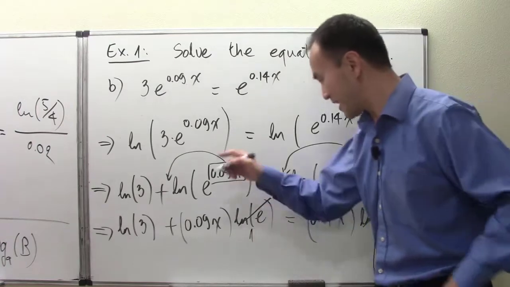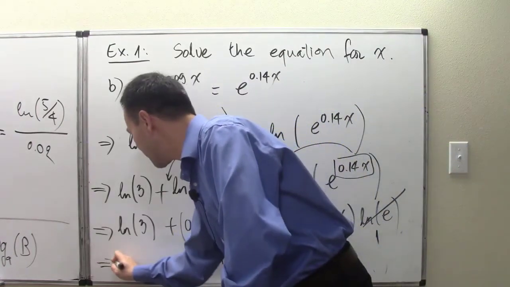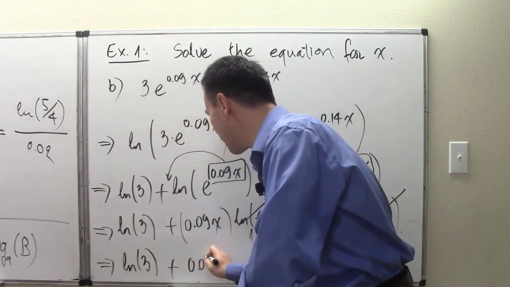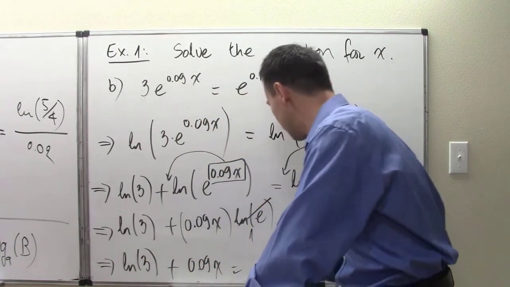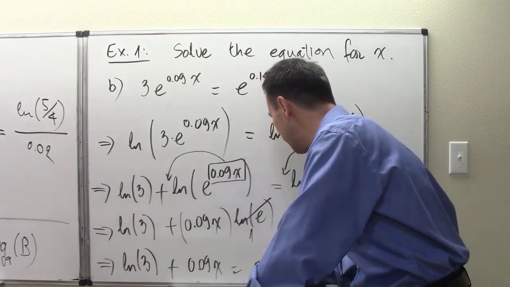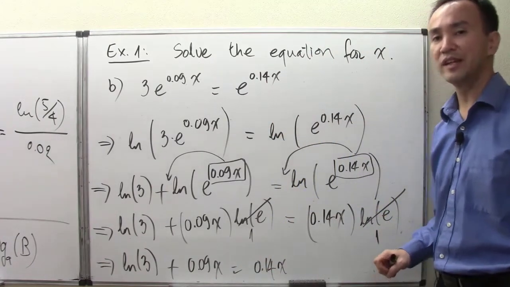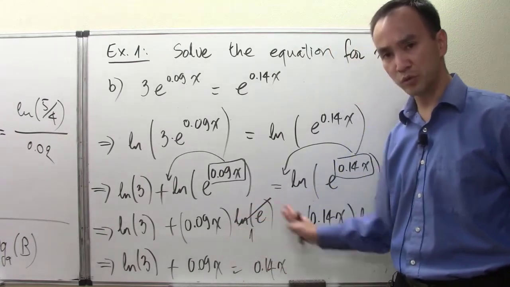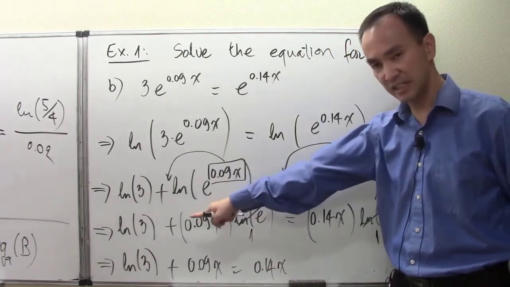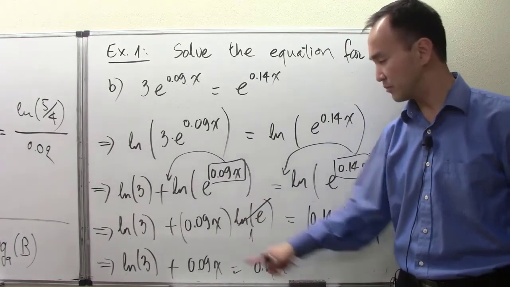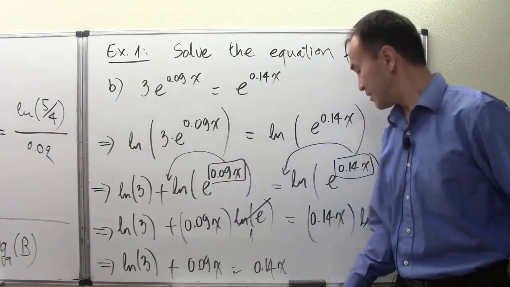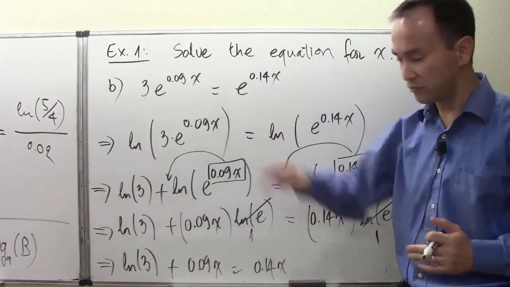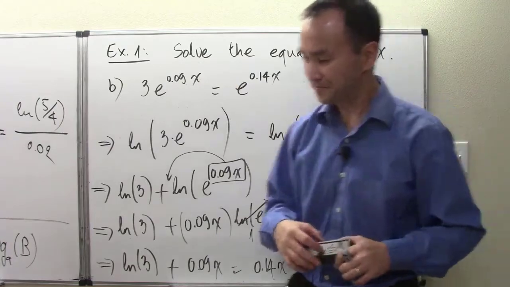All right, so in my next step, the equation becomes natural log of 3 plus 0.09x equals 0.14x. Now we are ready to move terms around. All the terms with the variable, let's bring them to one side, and the other side is just the non-variable terms, namely the constant terms. I'm running short of space here, so allow me to move on to the other board.